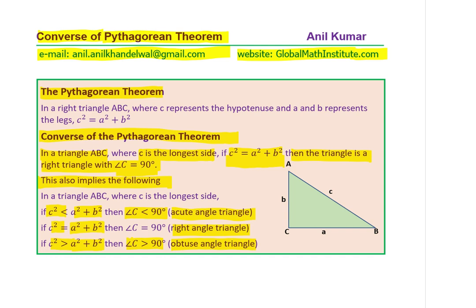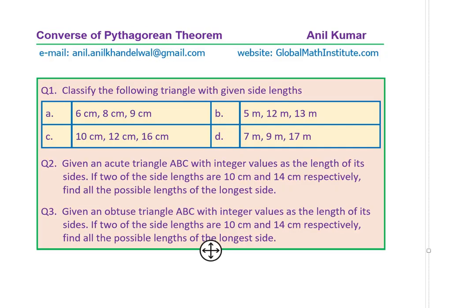Based on this, we have three questions. So let's focus on these three questions now. Question number one, classify the following triangles with given side lengths. There are four sets of side lengths given to us. You can now classify them as an acute triangle, right triangle, or obtuse triangle. And the strategy is to find a square plus b square and compare with c square.